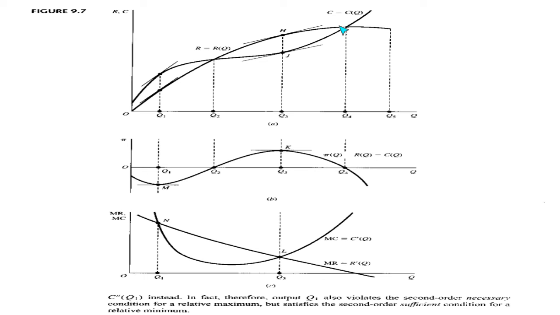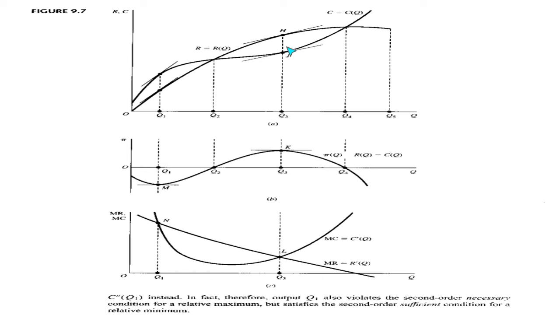Then we have Q1, where the total cost is greater than the total revenue, and the distance between the two is the largest here. How do I know it? Because the tangent lines are parallel. The slopes are the same here. Otherwise, they change, and we will see this. It corresponds to our first order condition, that the first derivative of the total cost is equal to the first derivative of the total revenue.